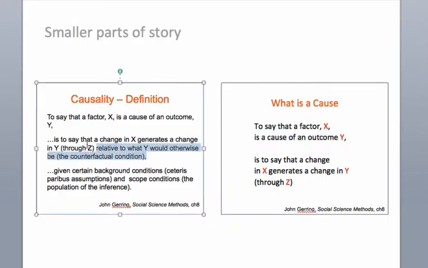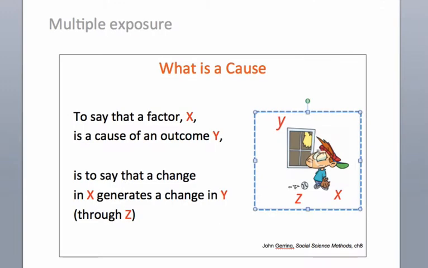And then this big piece of text here, which is really the heart of the definition, the part of the story you really want to communicate, can be broken up. And then this last bit, which is really of secondary interest, gets put into an entirely separate slide. So we can take the next step and add in a diagram that provides people multiple exposure.